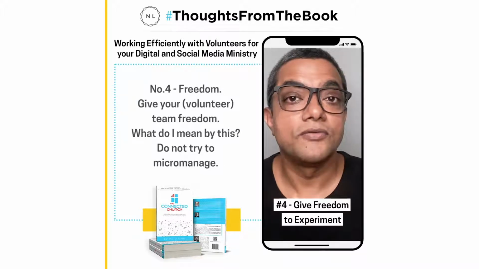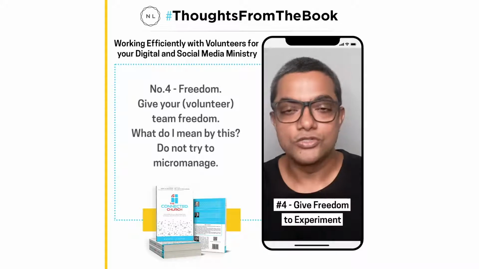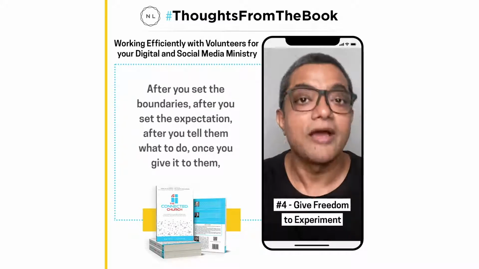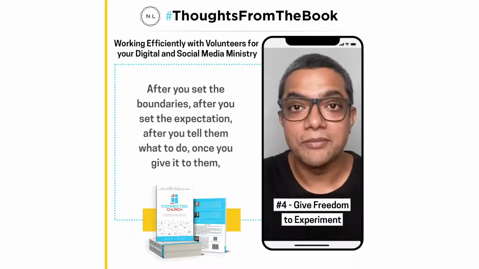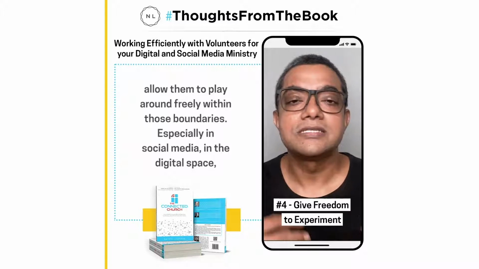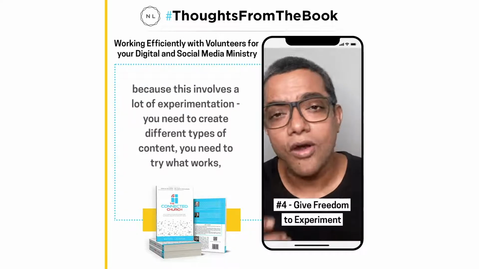Number 4 is freedom. Okay, give your team freedom. What do I mean by this? Don't try to micromanage. After you set the boundaries, after you set the expectation, after you tell them what to do, once you give it to them, allow them to play around freely within that boundaries. Okay, because especially in social media and the digital space, this involves a lot of experimentation.